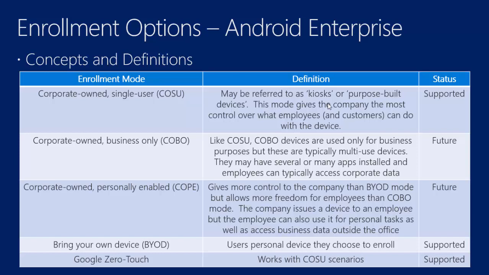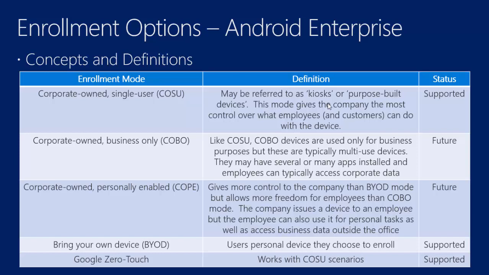So let's do the middle one, corporate-owned business only. COBO, like COSU, is a device that's used primarily for business purposes. These are typically multiple-use devices that may have multiple apps installed. The employee can typically use these devices to access corporate data, right? So the employee is being factored in here. And I don't know what that's going to look like in Intune once we finish the work to support that enrollment scenario, but the user actually begins to be focused in. It's not just a device that we're managing.